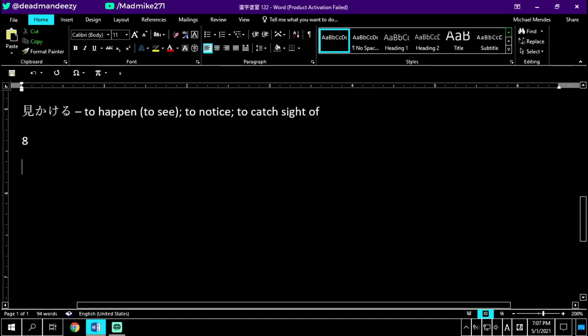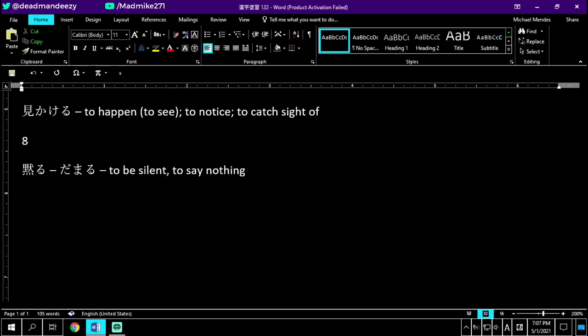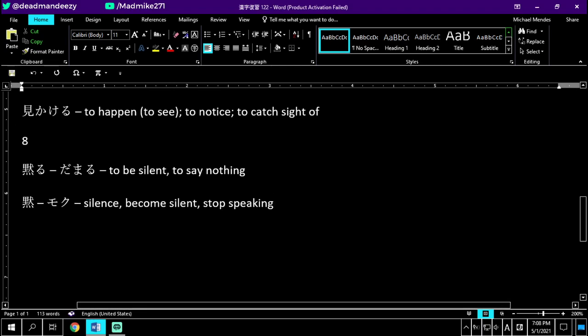Number 8. Damaru. You might have heard this one in anime where there's a superior talking to a subordinate, and he'll go Damari nasai, or be quiet. Command. Damaru is to be silent or to say nothing. Damari nasai. Say nothing. Be silent. Usually how it's translated. Or shut up, I guess, would be another way to translate it if you got to do the English subtitles. This is moku. Moku or damaru. Moku. Silence. Stop speaking. Damari nasai.